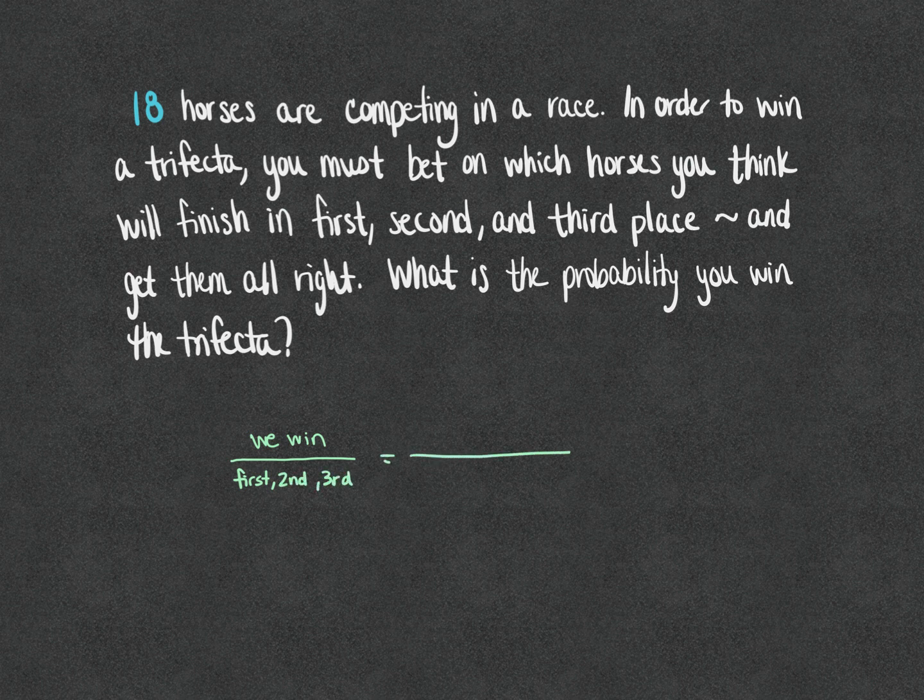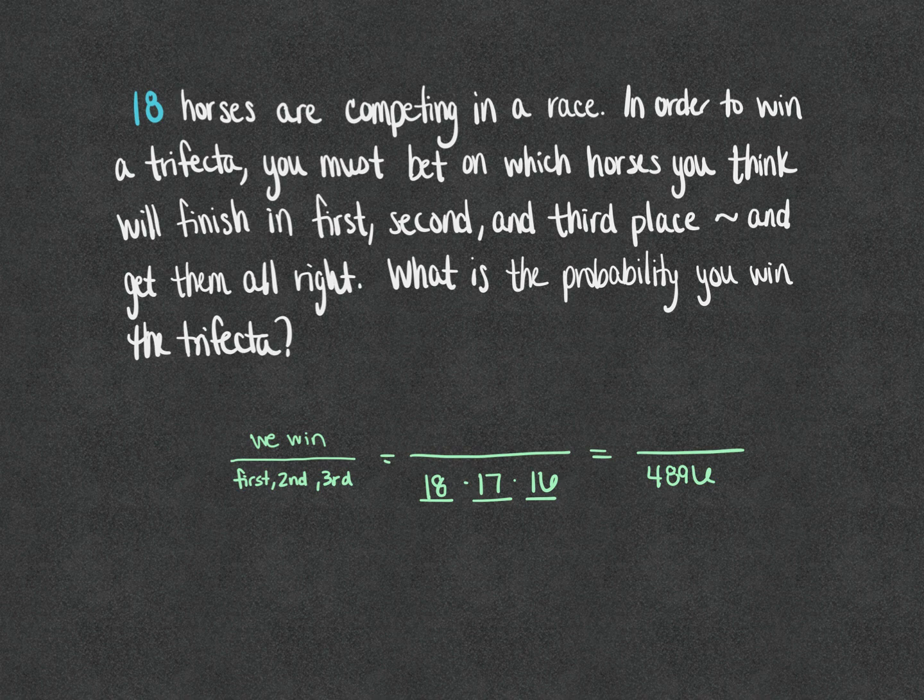So if we're thinking about our horses, I'm going to think about first, second, and third place. There would be 18 possibilities for which horse could cross the finish line first. After that horse crosses the finish line, there would be 17 available horses that could finish in second place. And then finally, there would be 16 horses that could finish in third place. Multiplying those together, or if you prefer, taking 18 NPR 3, we get 4,896 different ways that our horses could finish in first, second, and third place.